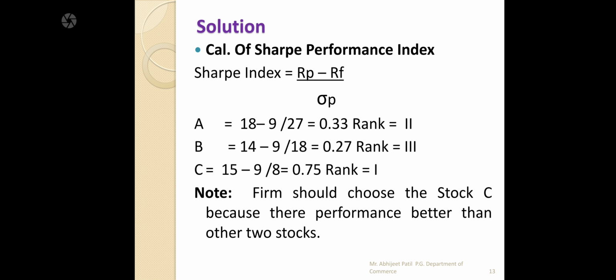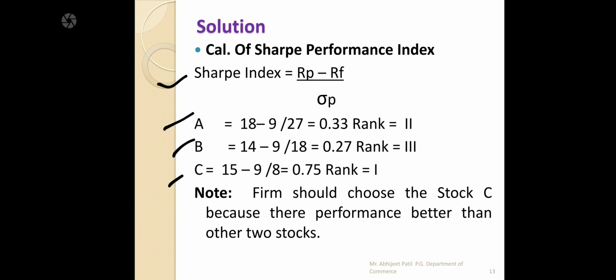So first we should solve the Sharpe performance index as per that formula: portfolio return minus risk-free rate of return, divided by standard deviation, for A, B, C, and you should give the rank. Here we cannot do the market because various securities are there. We do the market only when one security is given. When more than one security is there, we don't need to calculate the market performance.